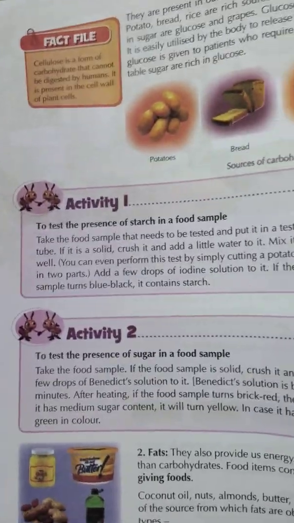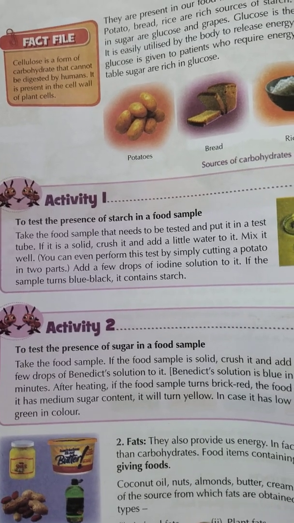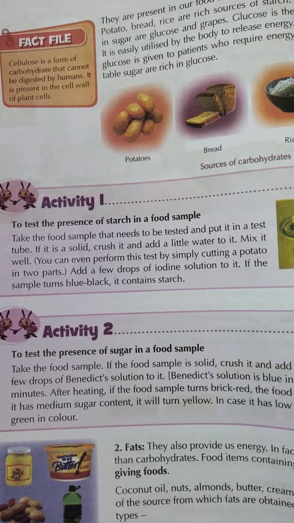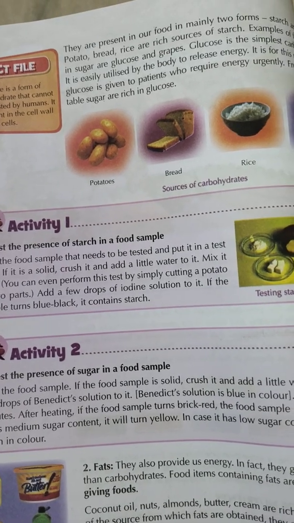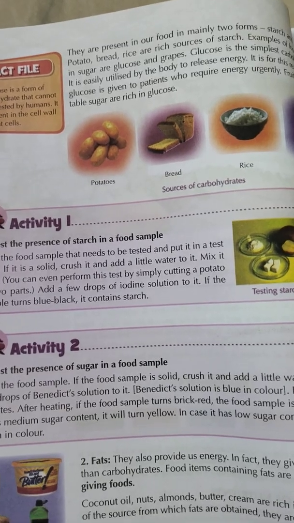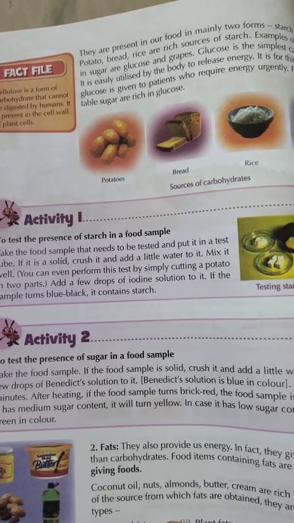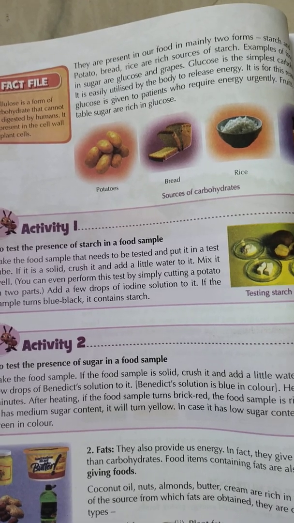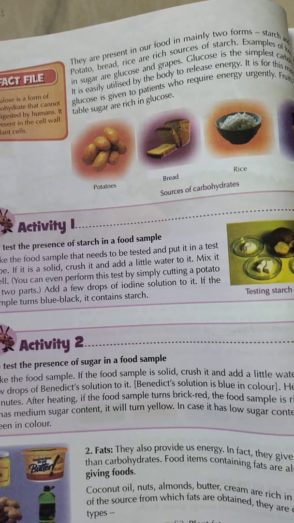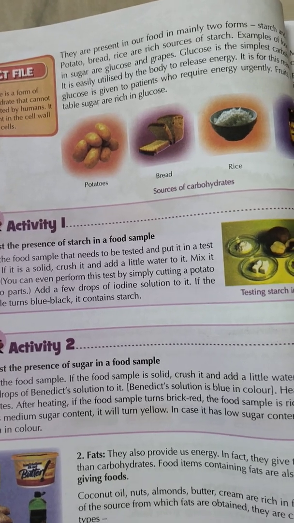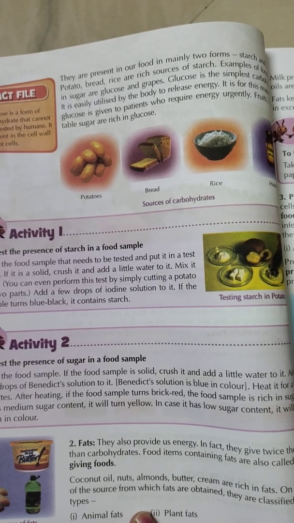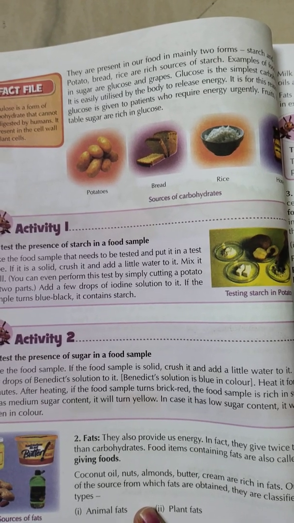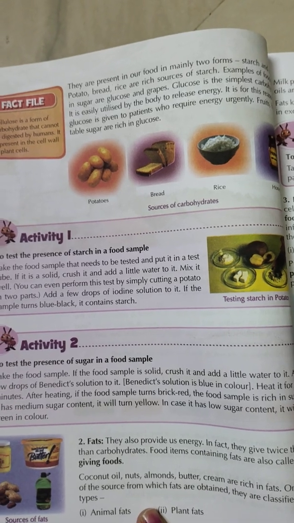Okay, the next activity is on how we will test the presence of sugar in a food sample. For this we have to take the desired food sample, then if it is solid we have to crush it and add a little water to it. After that we have to add a few drops of Benedict solution to it. Benedict solution is actually blue in color at normal room temperature. So after adding Benedict solution in the test tube, we have to heat the test tube for a few minutes.